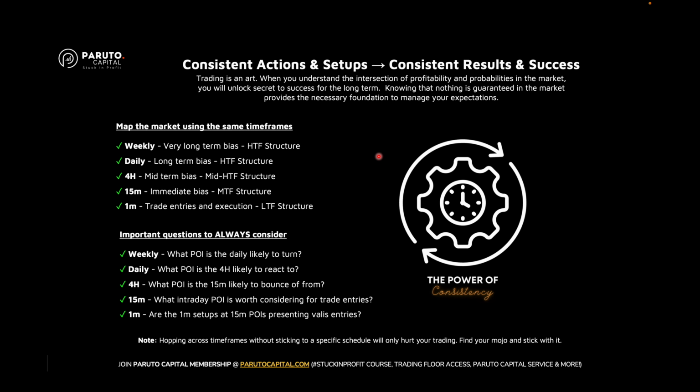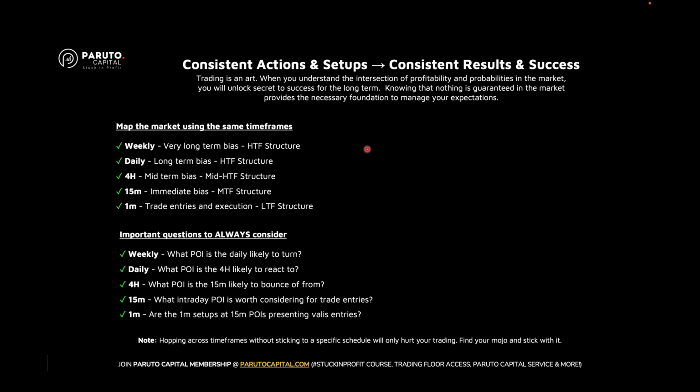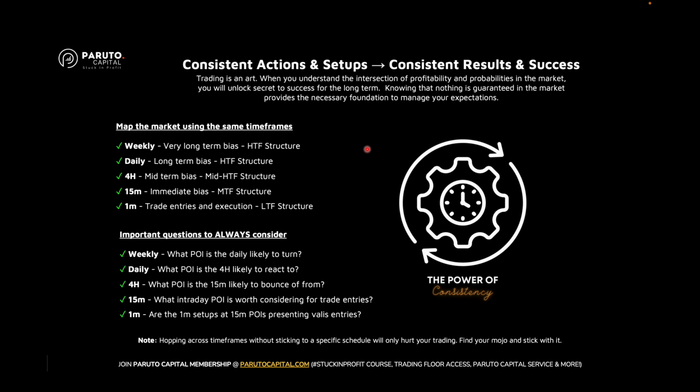Now the most important thing you have to draw from this is this: consistent actions, consistent setups will lead to consistent results and success. Trading is an art, right? And you have to understand the intersection of profitability and probabilities in the market. From the trade I took, you saw that the first setup ended up as a loss, but the second one gave us a win, right? So you must understand that if you map the market correctly, the same way every single time, eventually your edge is going to play out, and then you would have success, right?